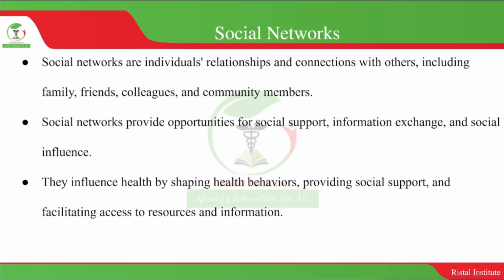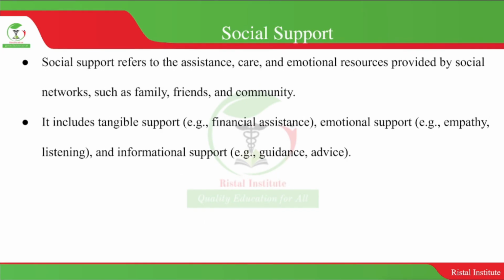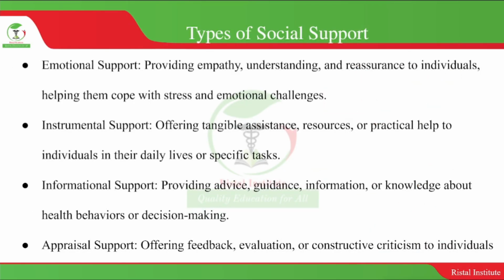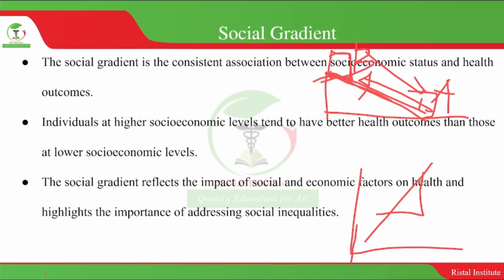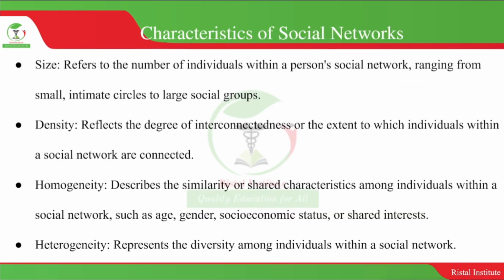So your friends, your family, your colleagues, and your community members, what relationship do you have with them? And if there is need for help, can they help you? That is social networks. Social support. We have discussed the different supports earlier on. Informational, we can go back. Informational, emotional, appraisal support, and many other kinds of support. So we will not look at that again.